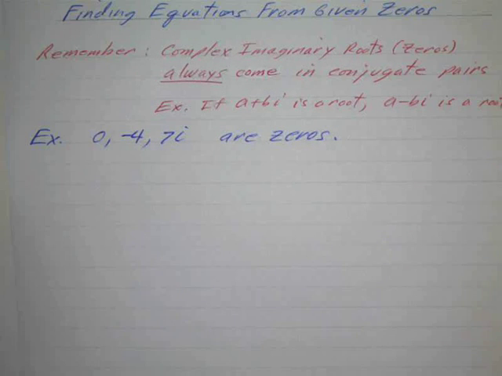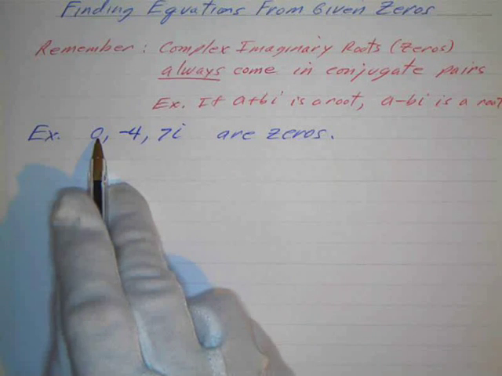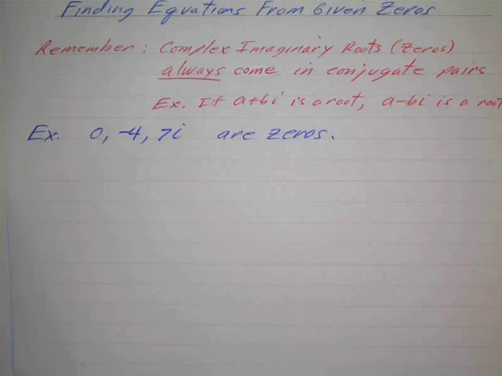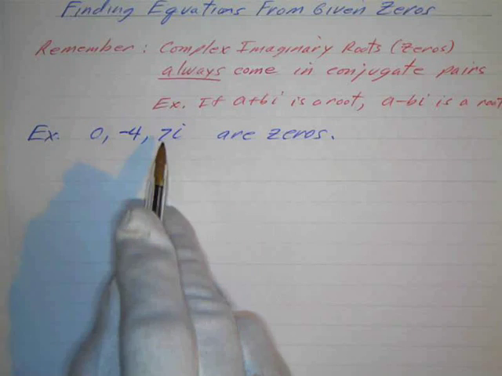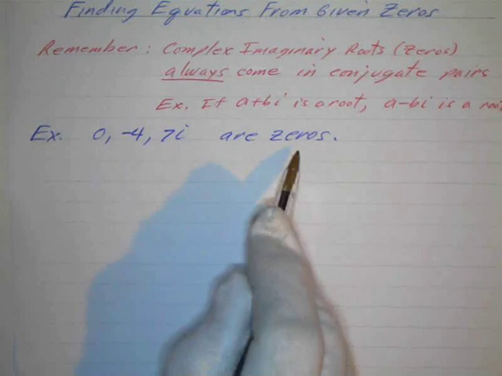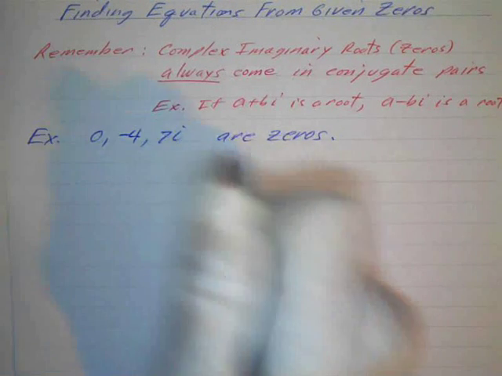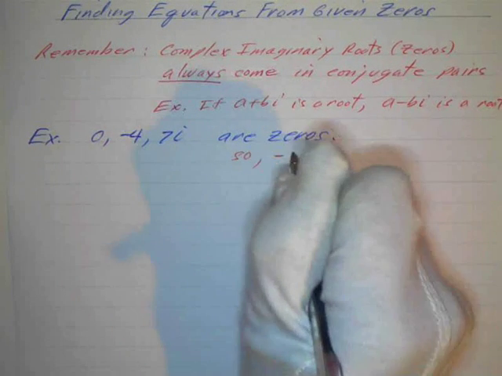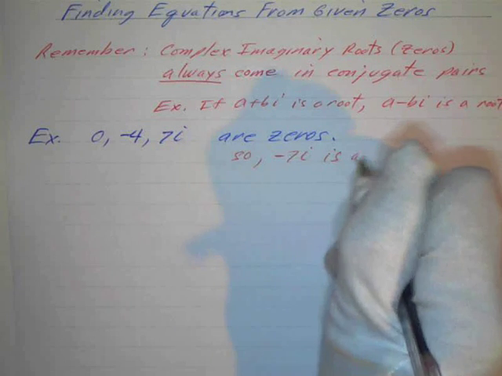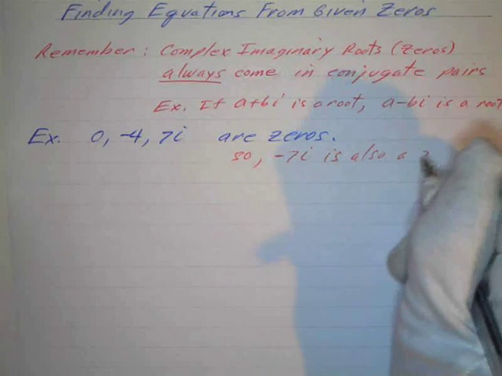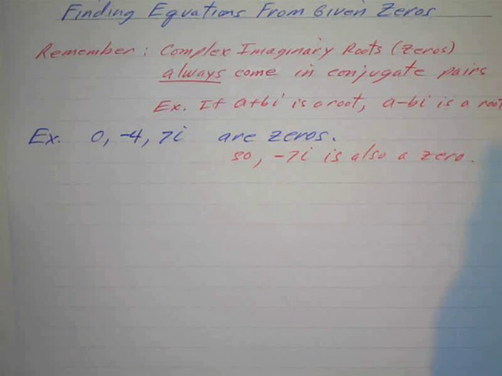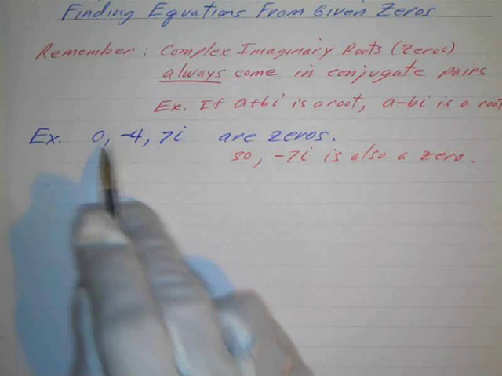So here's an example. We're given that 0, -4, and 7i are roots. We want to find the equation. Okay? So if 7i is a root, or a zero, then its conjugate is also a root. So -7i is also a zero, or root. Remember, these terms are synonymous, root and zero. Okay? Is that all right? So now we have 4 possibilities.